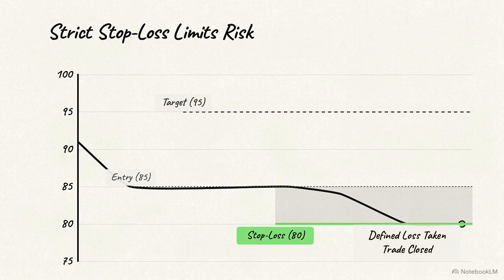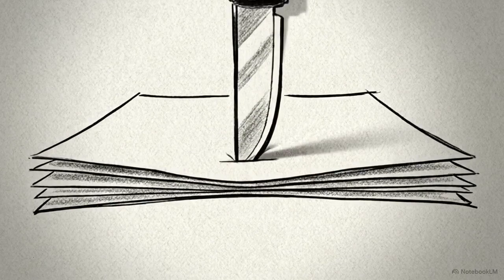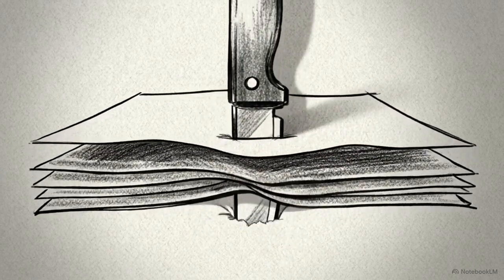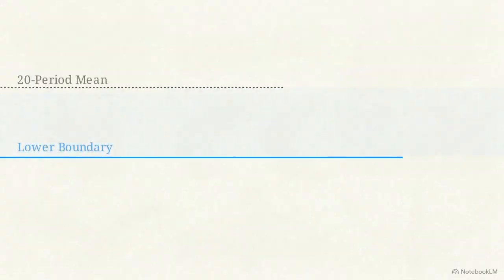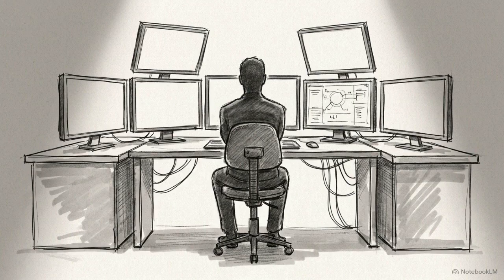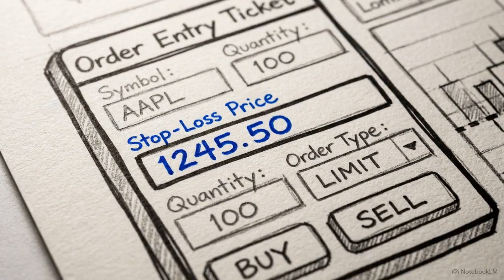This system only works in sideways markets. If you try to catch a falling knife during an aggressive, established downward trend, the price won't snap back. It will simply blow through your boundaries. Knowing exactly when to stay out of the market and using a hard stop loss when you do enter separates systematic risk management from gambling.